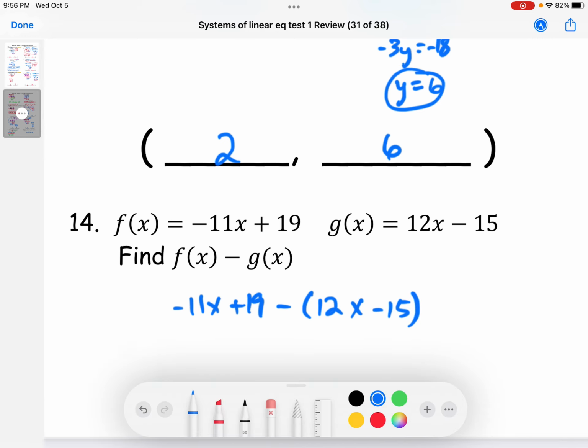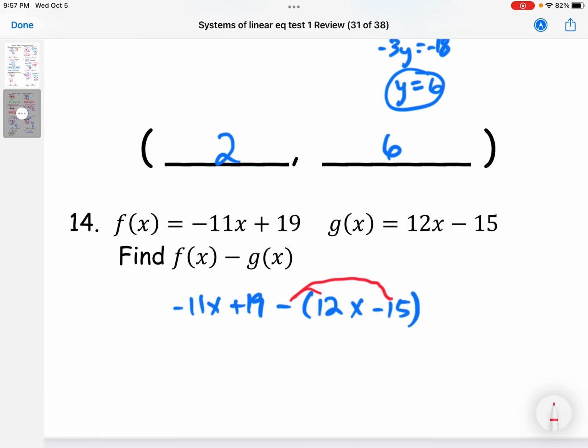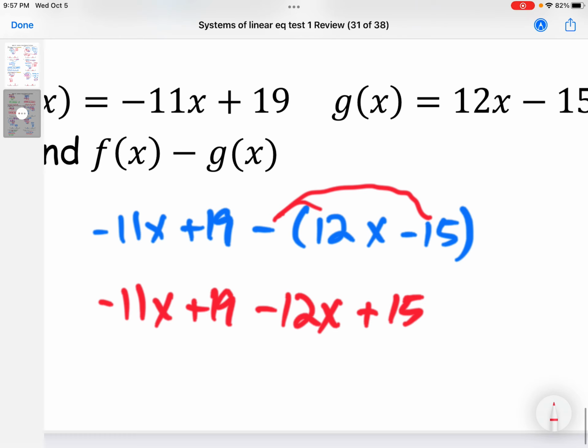What we need to do first is go ahead and distribute this negative. Make sure this whole entire thing in parentheses is getting subtracted, not just one part or the other. We'll make it negative 11x plus 19 minus 12x plus 15. You've got a negative and a negative, so it becomes plus 15 right there. So it's just combining like terms. We'll have negative 23x when we combine the x terms. Plus 19 and plus 15 will give us a total of plus 34. So there we've got it.